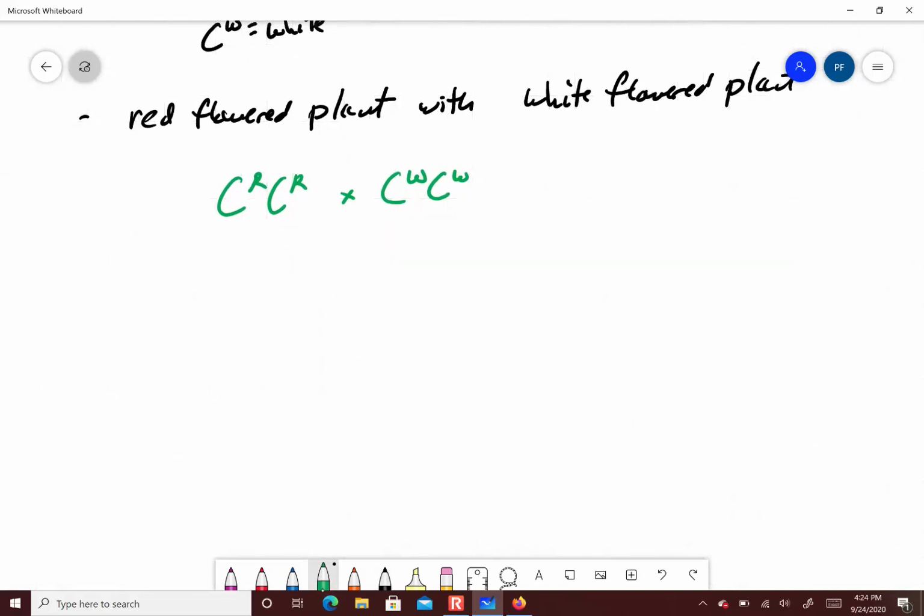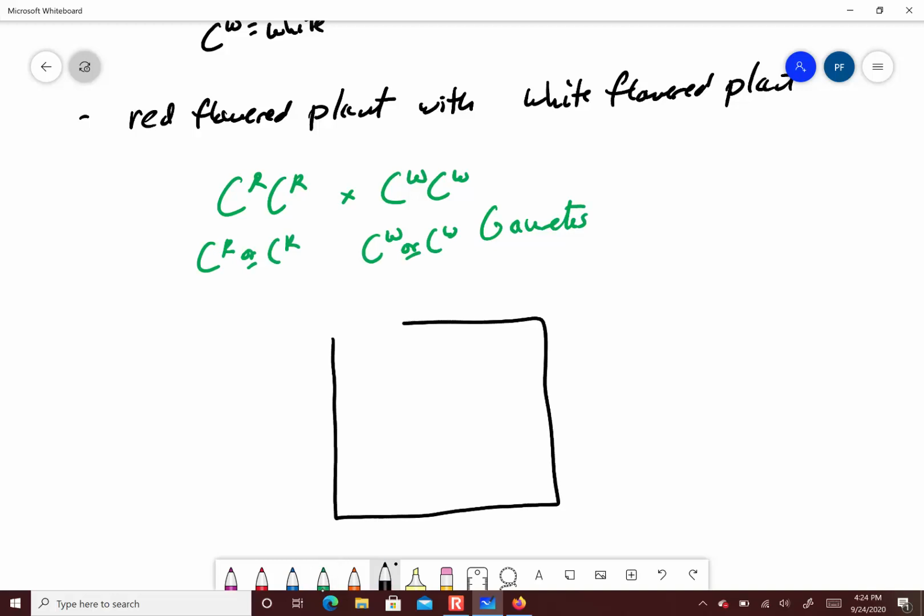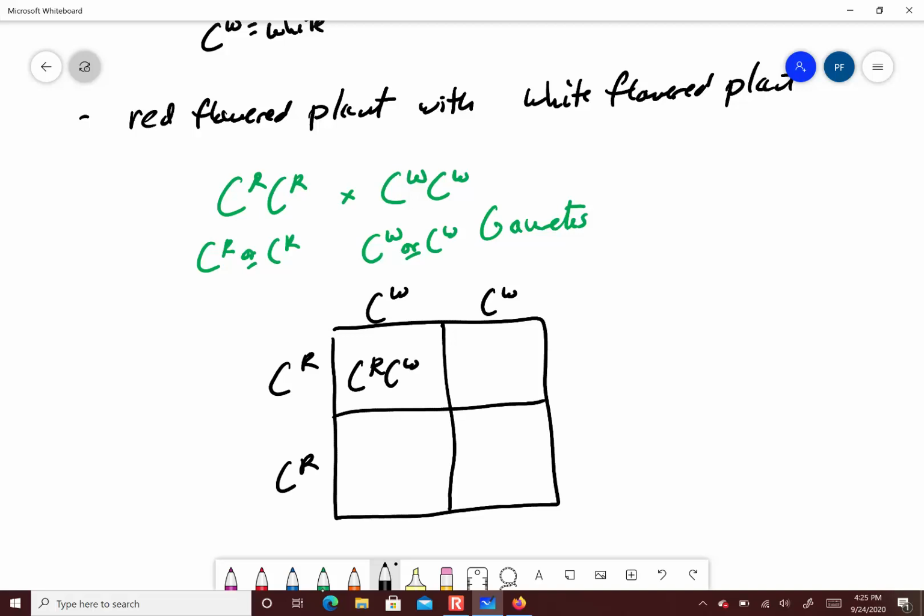All right, so then gametes. It's always my second step. Nothing changes with this. CR or CR, CW or CW. One set of gametes for each row. One set for each column. Complete the Punnett square.